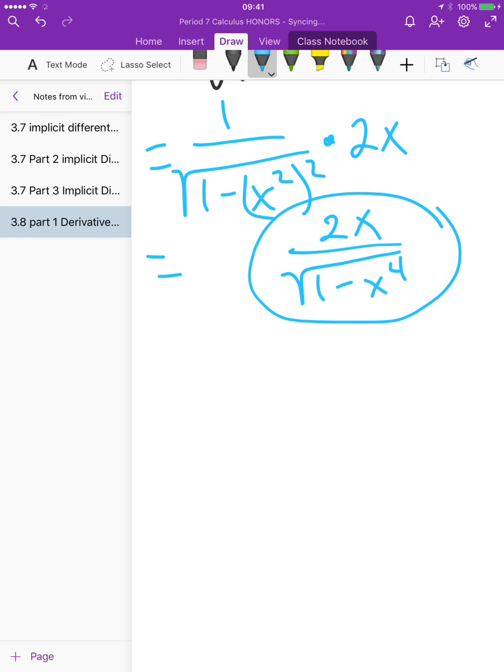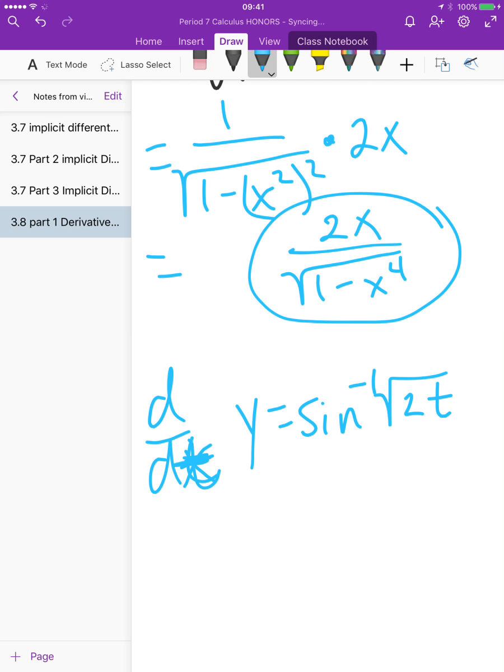Now, thinking about this with this last concept in mind, give this one a shot on your own. Find the derivative, in this case, of y equals, I guess it's with respect to t in this example, y equals sine inverse of the square root of 2t. Give that one a shot on your own, guys, right here. Find the derivative of this function.